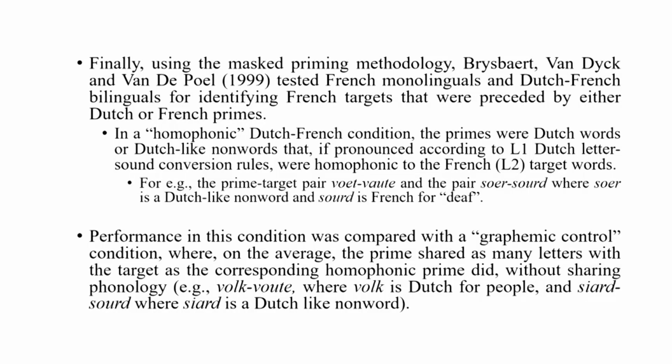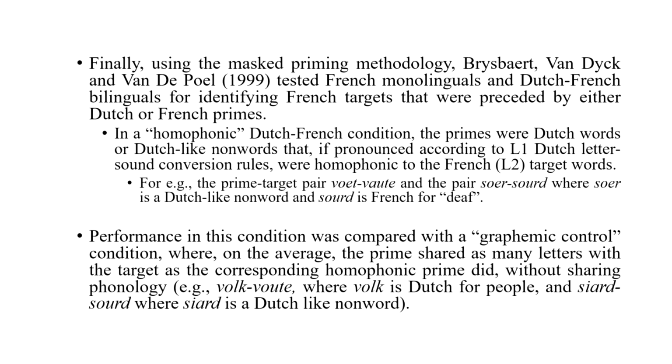Finally, using the mask priming methodology, Brysbaert, Van Dyck and Van de Poel tested French monolinguals and Dutch French bilinguals for identifying French targets that were preceded by either Dutch or French primes. In a homophonic Dutch French condition, these primes were Dutch words or Dutch like non-words, words that were not Dutch words but sounded like Dutch. And these words, if pronounced according to L1 Dutch letter to sound conversion rules, were homophonic to the French target words. So, basically they were very similar to the French target words.